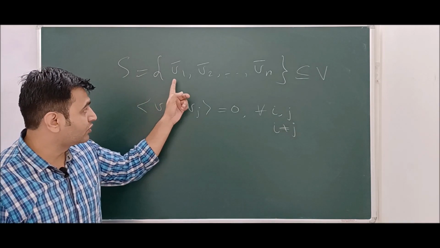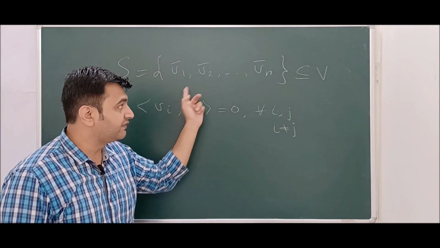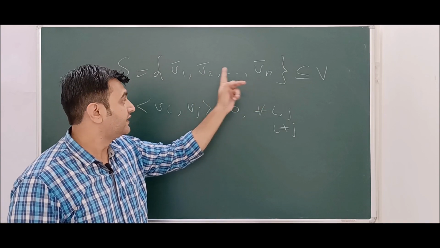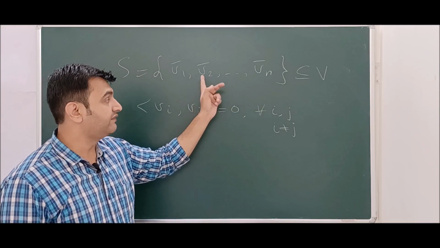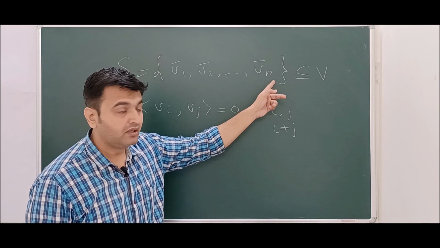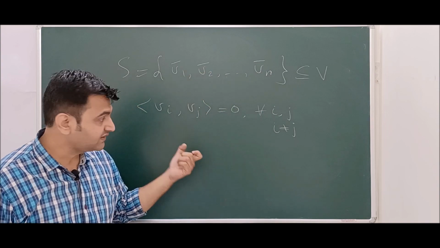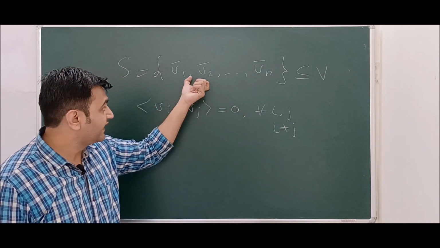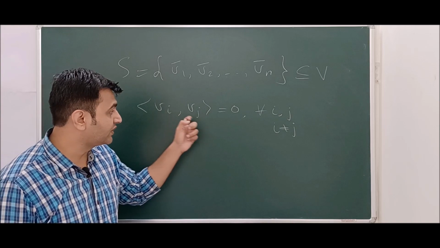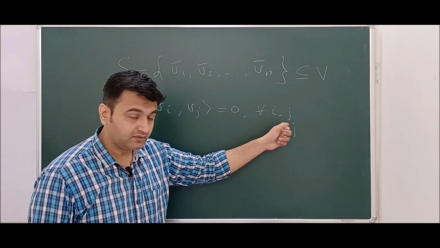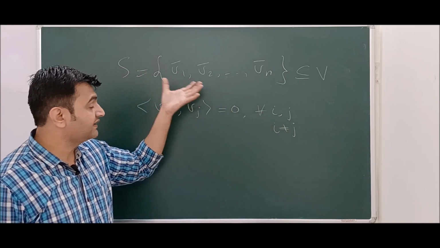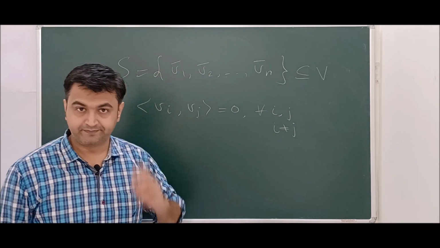So if the inner product of V1, V2, V1, V3, V1, V4, V1, Vn, then the inner product of V2, V3, V2, V4, V2, Vn, and so on. So if you take any two distinct vectors, i not equal to j, if you take any two different vectors, and the inner product is 0 for all such i and j, then we say that this set is an orthogonal set.